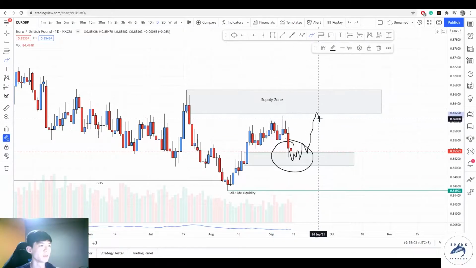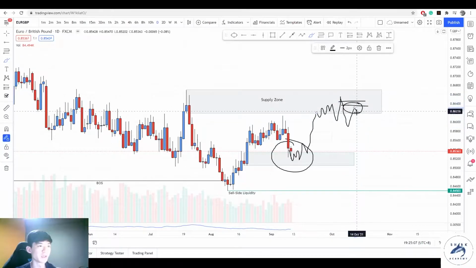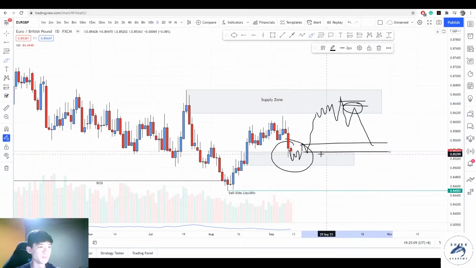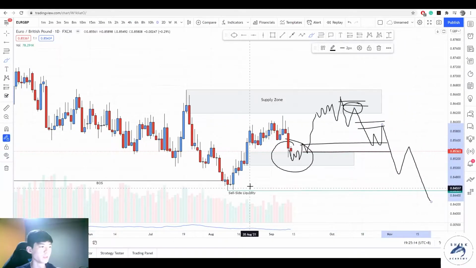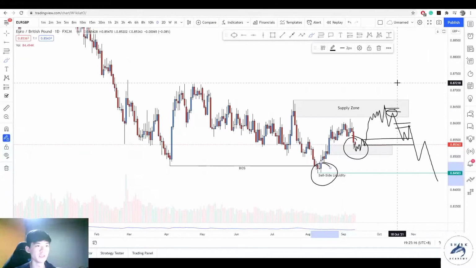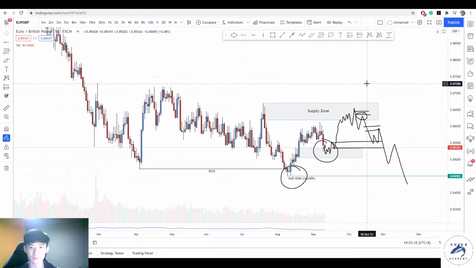over here, then taps into our supply. If you get a shift over here, take sells, aim for this demand, perhaps bounce over here before moving lower to grab this sell side liquidity. So this is the trade idea for Euro Pound.